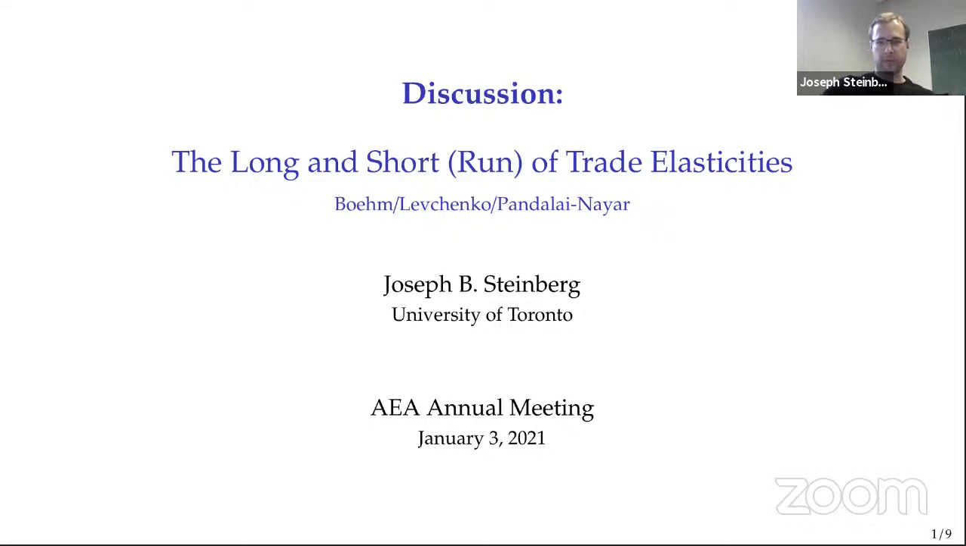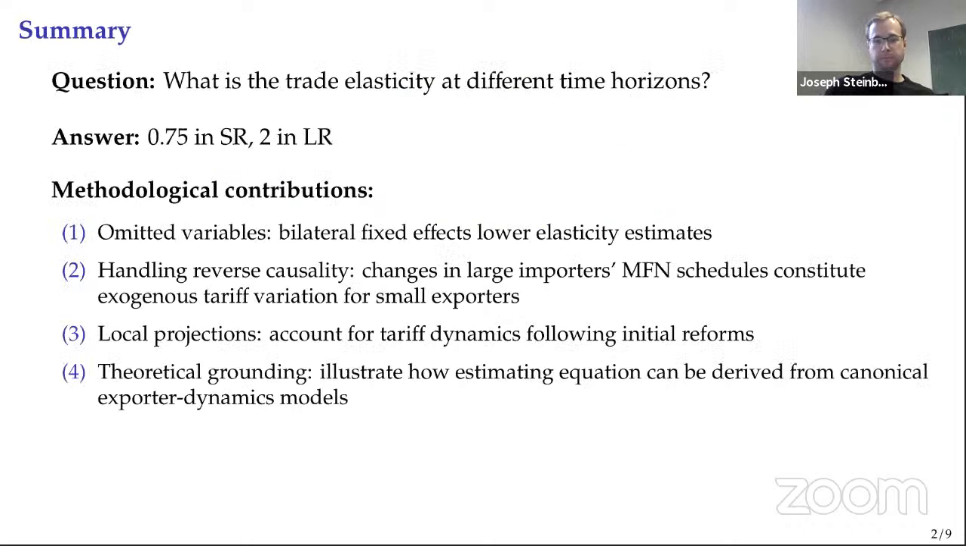This is a really fun paper to read. It really prompts a lot of stuff to think about. So I'm going to try to get into that as well as to provide some comments on the paper itself. So the basic question of the paper, I think, is really straightforward, and it's self-evidently important, as Nitya said. It's basically just, what is the trade elasticity at different time horizons? The answer, to make a long story very short, less than 1 in the short run, about 3/4, roughly 2 in the long run.